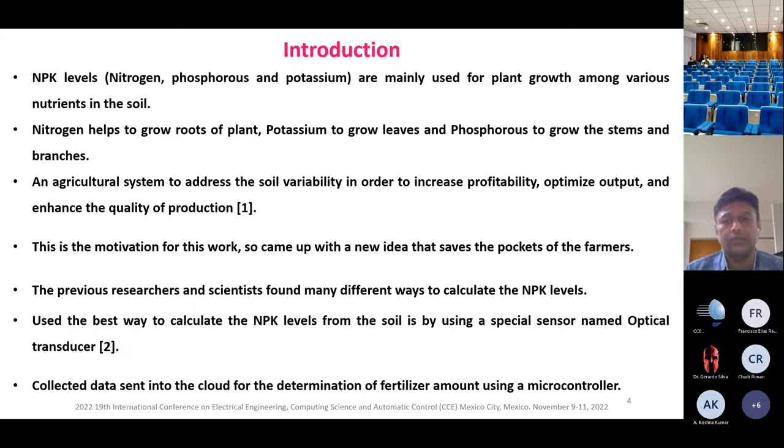Coming to the introduction part of our work, NPK levels are mainly used for plant growth. Nitrogen helps to grow the roots of plants, and potassium helps the leaves, and phosphorus helps in the growth of stems and branches. And finally, this complete agriculture system addresses the soil variability in order to increase the profitability, optimized output, and it also enhances the quality of production.